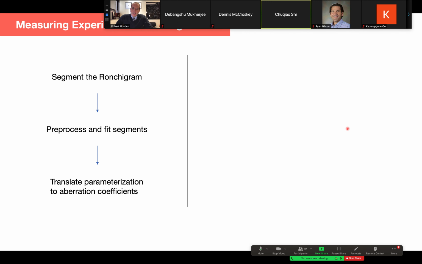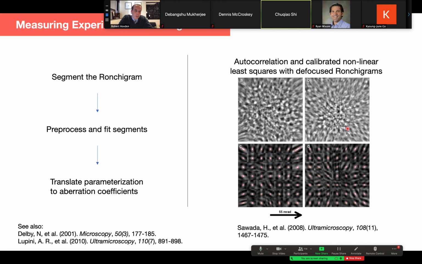So experimentally, how do we determine the aberration function? In general, Ronchigram evaluation techniques follow a similar flow. The Ronchigram is segmented under an assumption that local behavior is essentially constant, and initial processing techniques are applied to each segment of the Ronchigram, and a fit is performed to find some parameterization which can then be related back to the aberration function. For example, Sawada and colleagues demonstrated robust assessment using elliptical fits to autocorrelations done on Ronchigrams across different defoci. Lupini and collaborators at Neon use beam tilt and multiple Ronchigrams to extract this information.